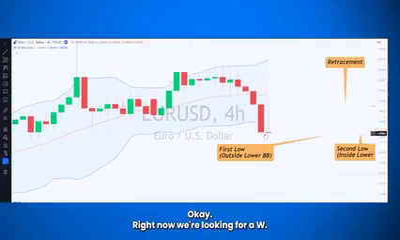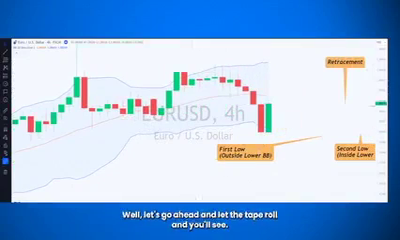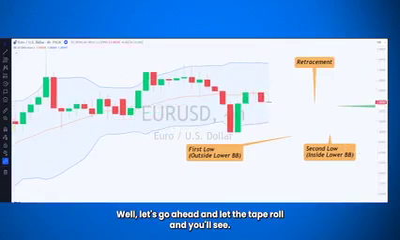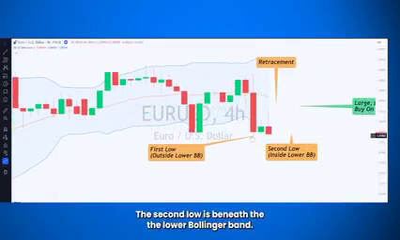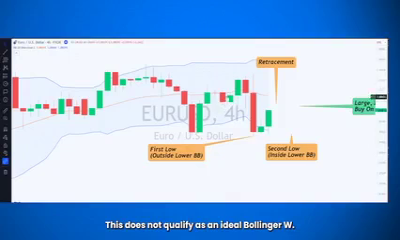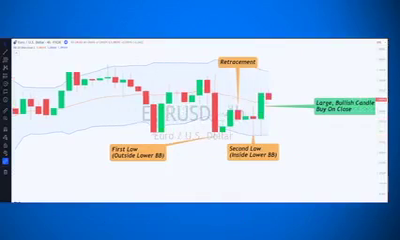Okay, right now we're looking for a W. Do we get one to set up here? Well, let's go ahead and let the tape roll, and you'll see, no, we don't get it. Why? The second low is beneath the lower Bollinger Band. That's critical. This does not qualify as an ideal Bollinger W. Now let's go ahead and let this roll forward, but this one does.